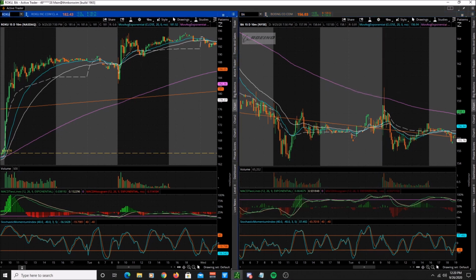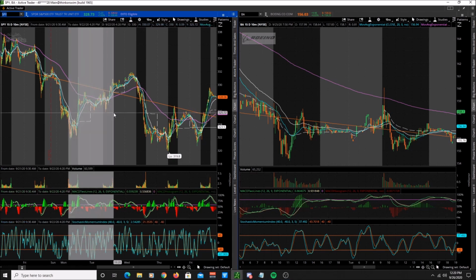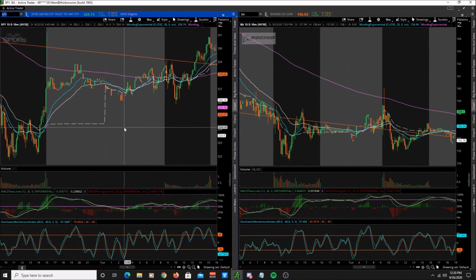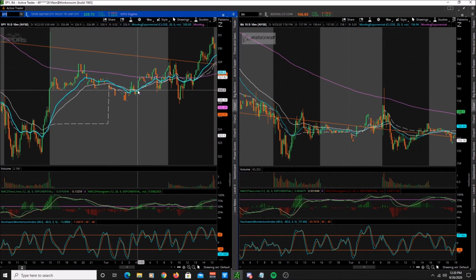Then I grabbed SPY puts. Now let's see. As you can see, on SPY we had that big pop at the end of the day. And what time did I grab them? I grabbed them at 9:47. So yeah, right in here, push through VWAP.